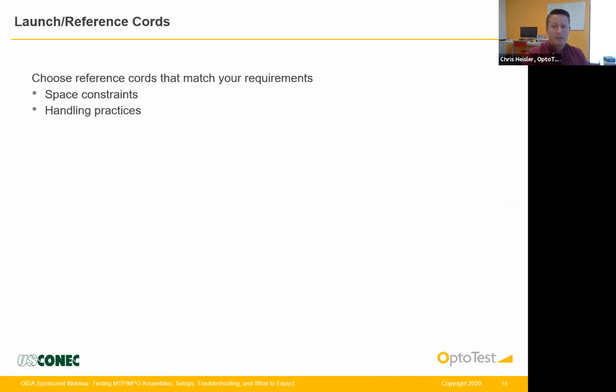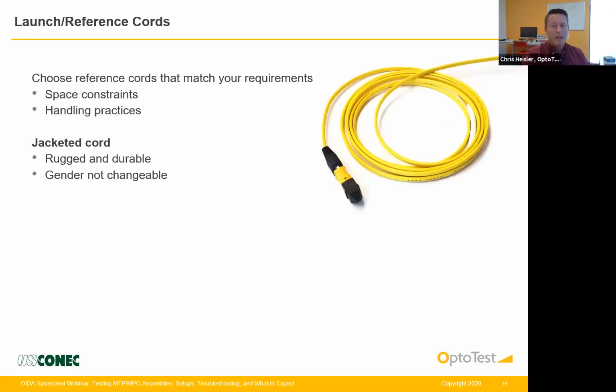When setting up the testing space, use reference cords that match your requirements. There are space constraints as well as handling requirements. Your reference cord needs to be able to withstand normal handling practices in your manufacturing environment. A jacketed cord is rugged and durable, but does not allow for easy gender changing.